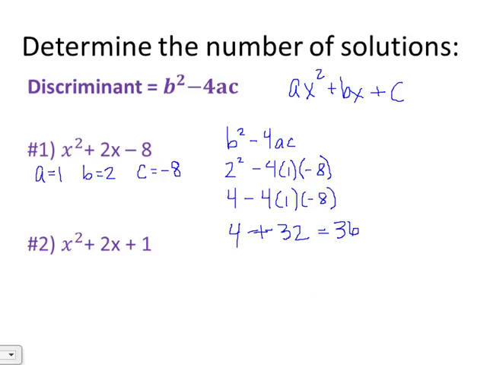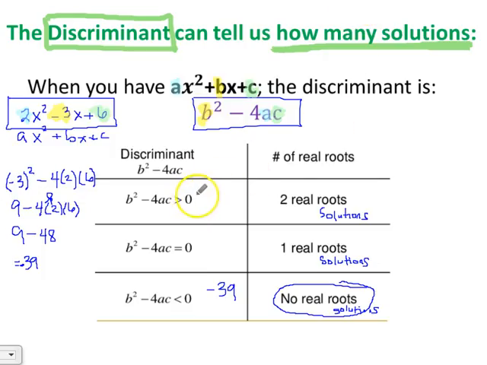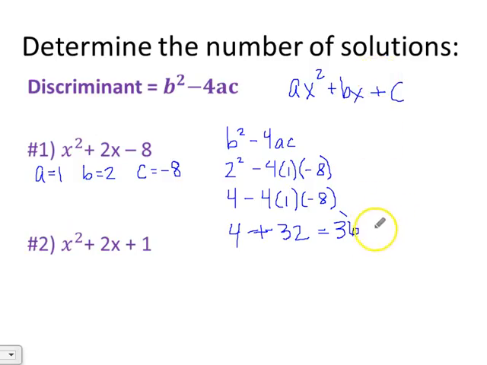So how many solutions do we have? We've got a discriminant that's a positive number. So if we look back here, that's going to be in this category. If we have a discriminant that's a positive number, that means that we're going to have 2 real number solutions.